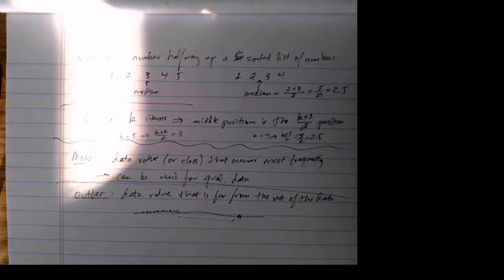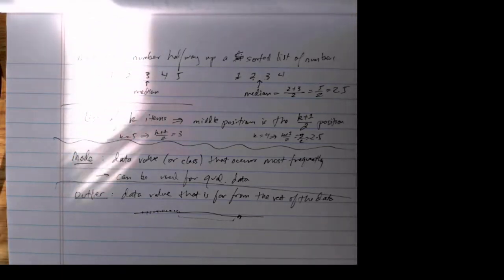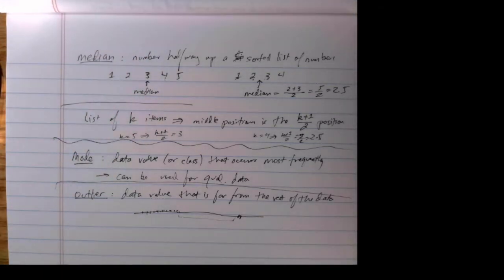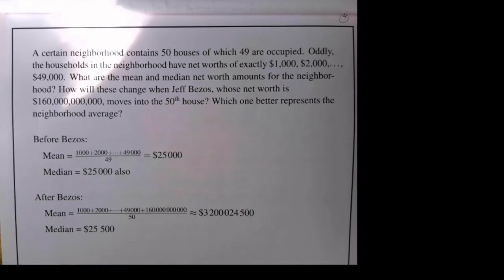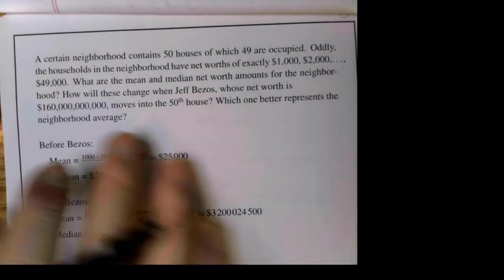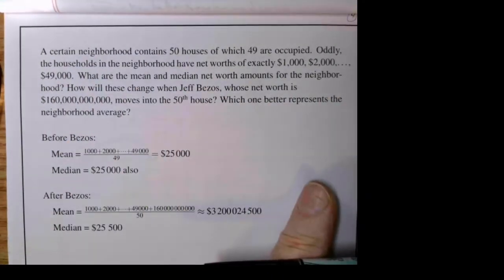What is and what is not an outlier in real work is determined by the data itself. Sometimes you get values that are just really far away from others, and they're perfectly good data. It can happen. Okay, here's an example of what happens. It's kind of an extreme example. It's an example of what happens to the mean and median when an outlier is introduced into a data set.